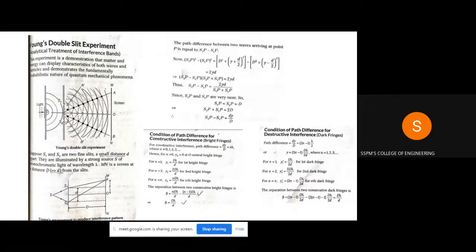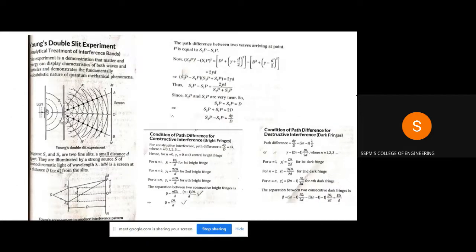Now, in order to obtain a steady interference pattern, sources must be coherent. That is a very important condition. So, how do we produce coherent wave sources? There are two methods by which coherent sources can be obtained: the first, division of amplitude, and the second, division of wavefront.